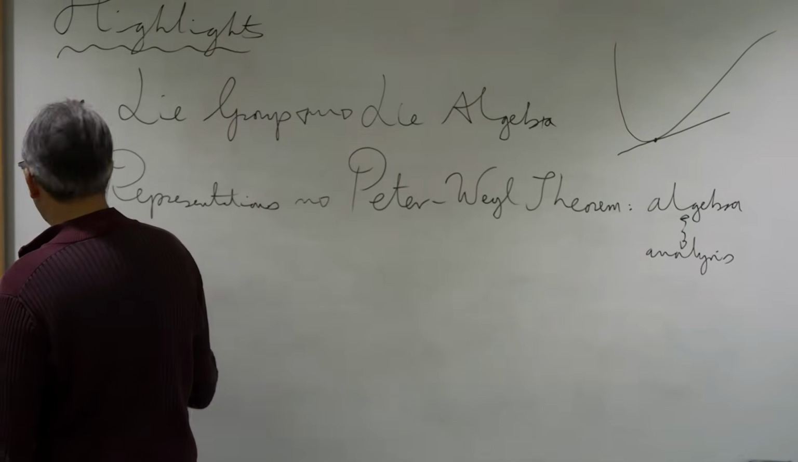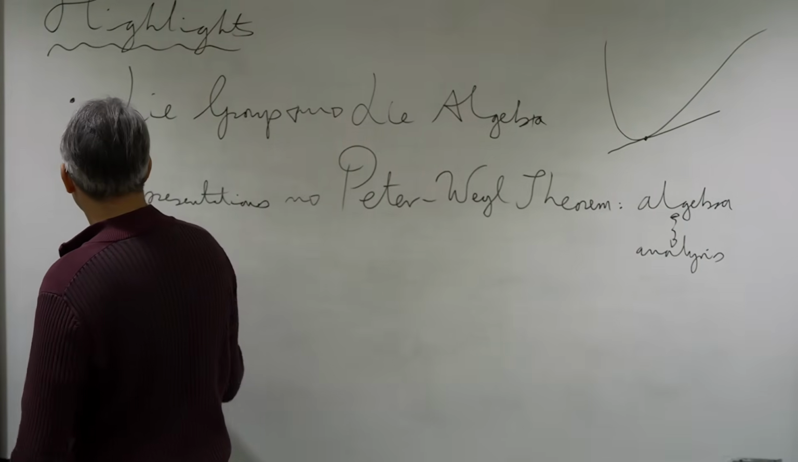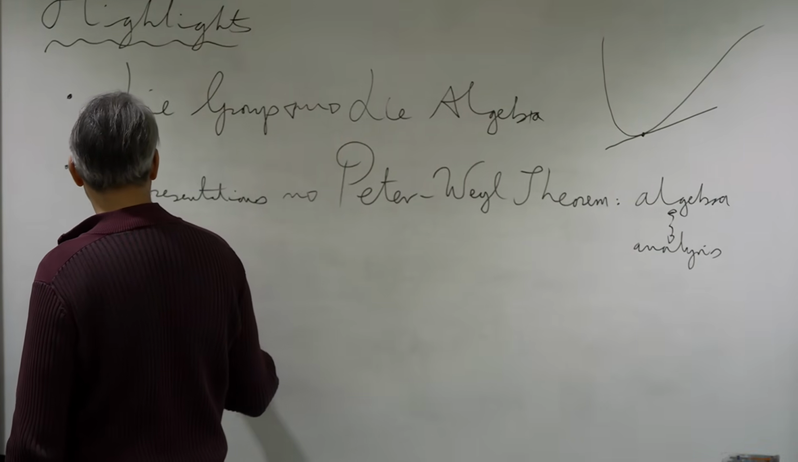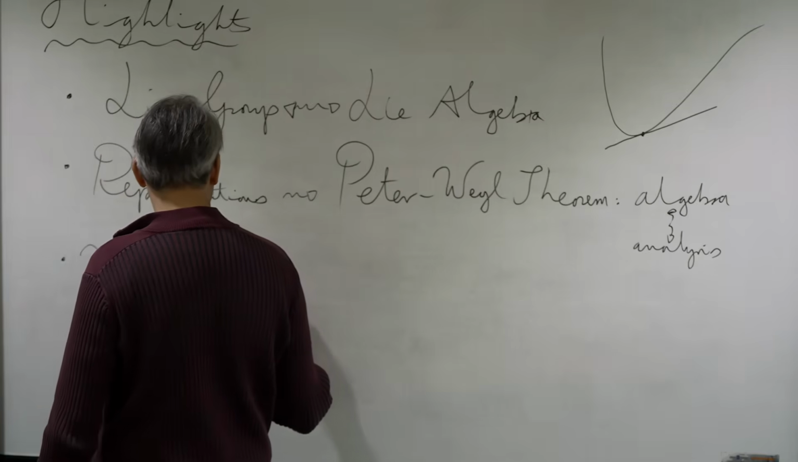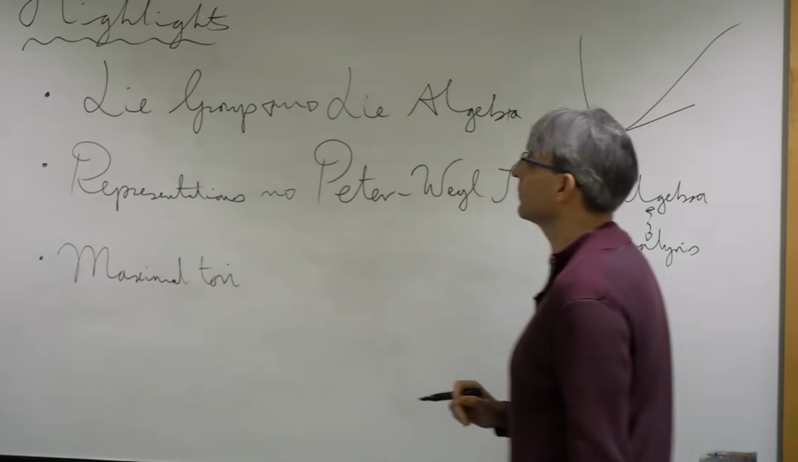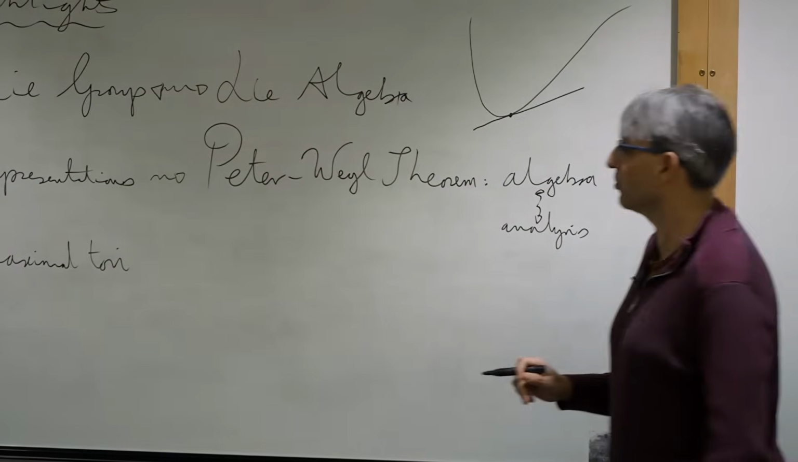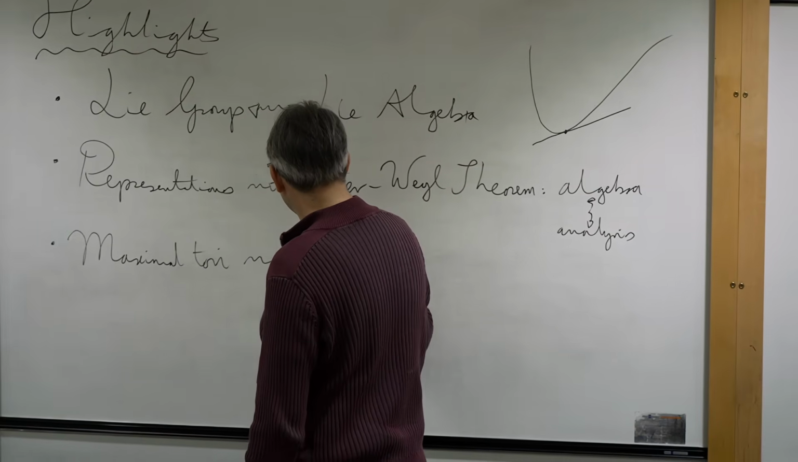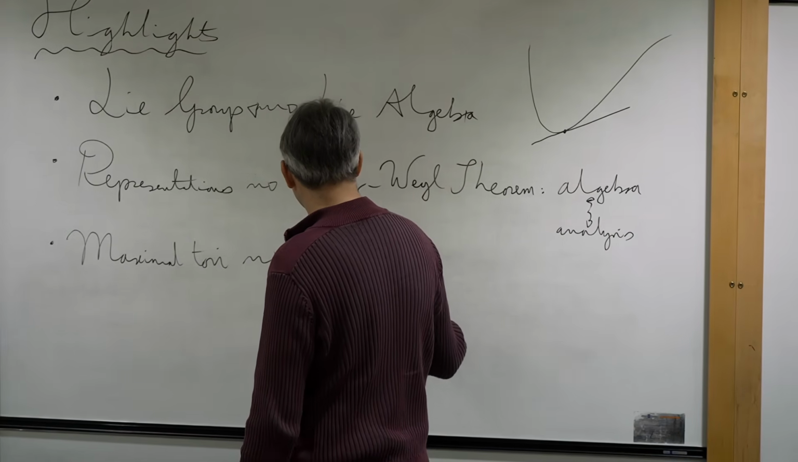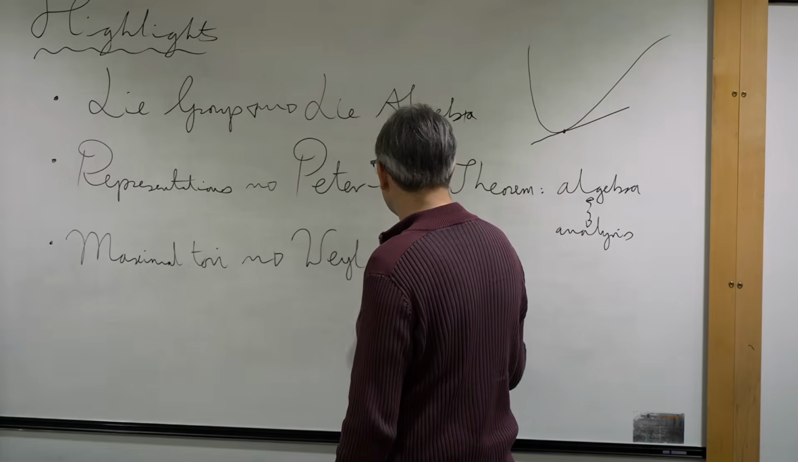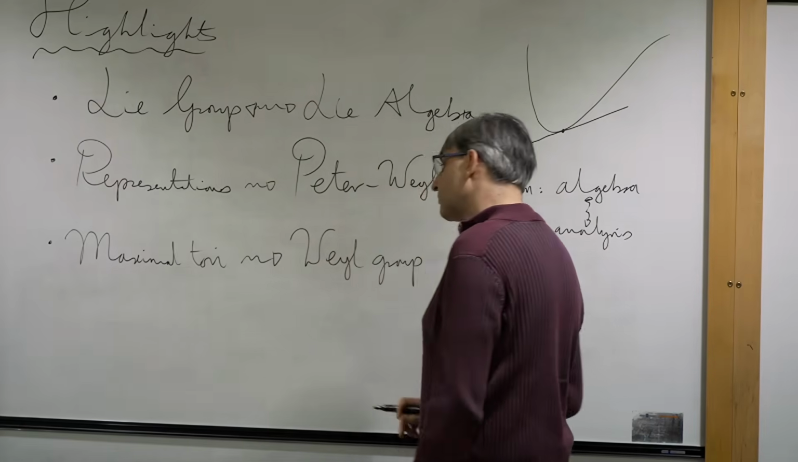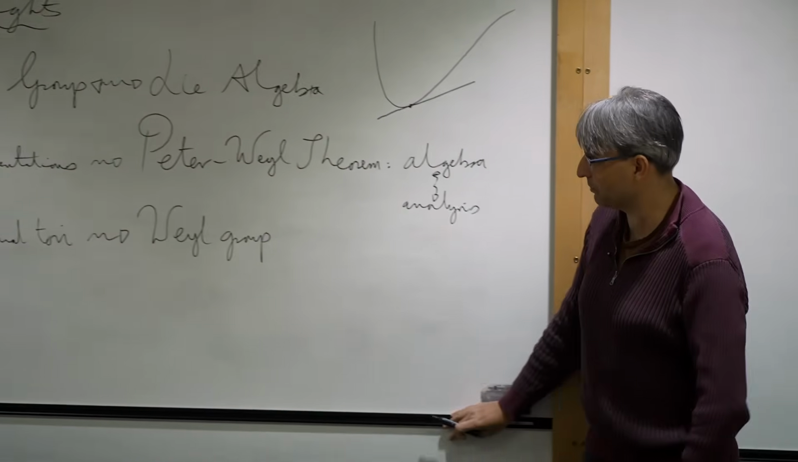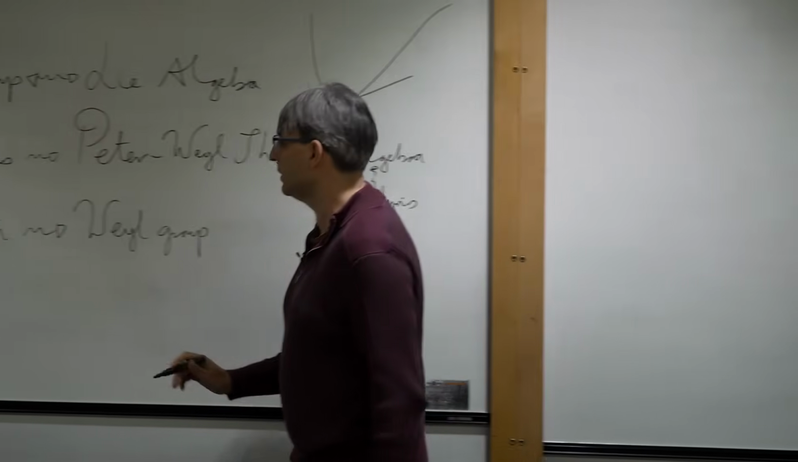The next topic is that in every compact Lie group, we will see that there are distinguished tori, so-called maximal tori, and that will lead us to a fundamental object, which is a finite group associated with the Lie group called the Weyl group. And that will help us to understand representations even further.